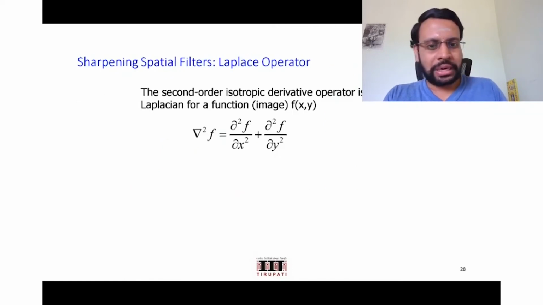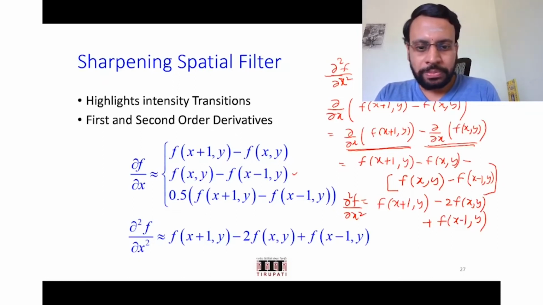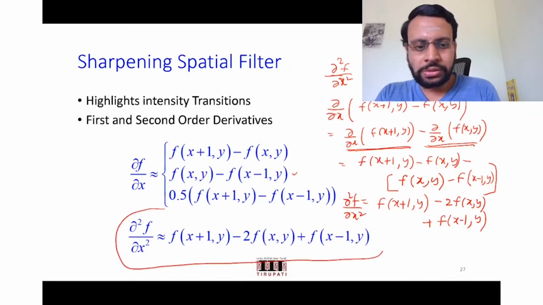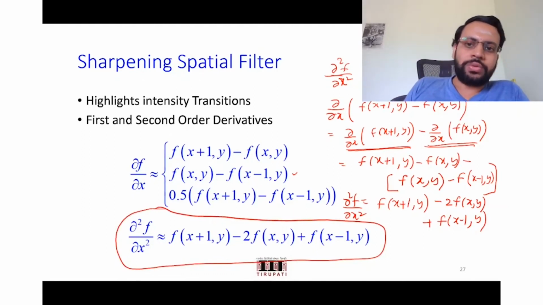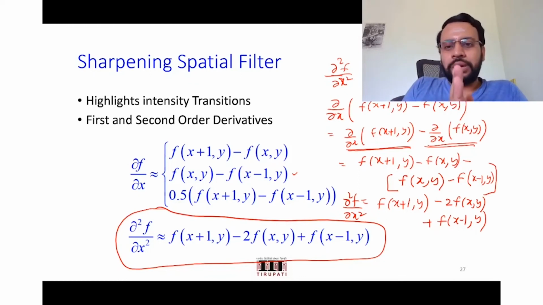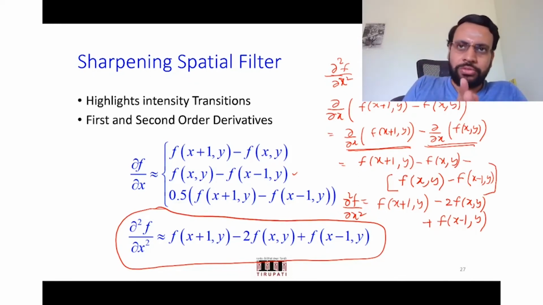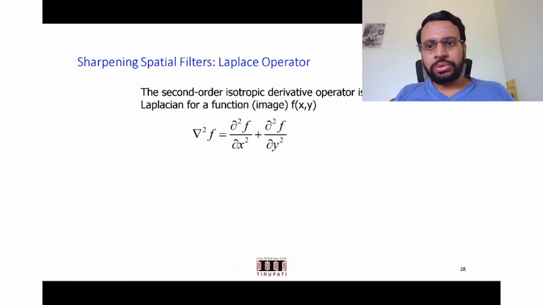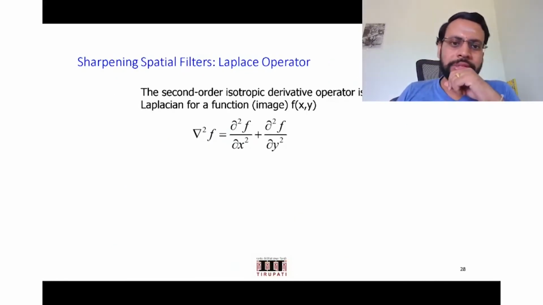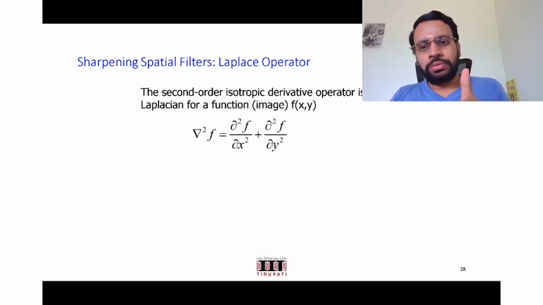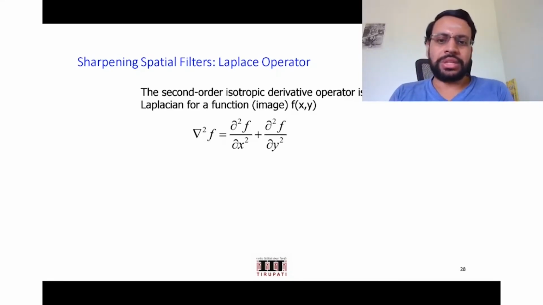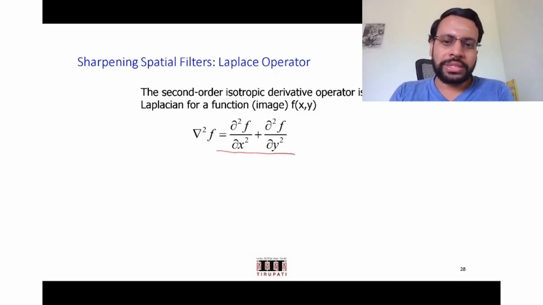So that's exactly the expression that you would see here, right? Similarly, I could write for ∂²f/∂y². These are the second order derivatives in x and y. Now I am sure you all know the Laplacian operator, which is a summation of the second order derivatives both in the x and y direction. So that's equivalent to ∂²f/∂x² plus ∂²f/∂y².